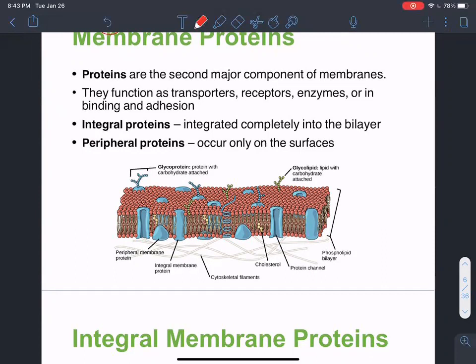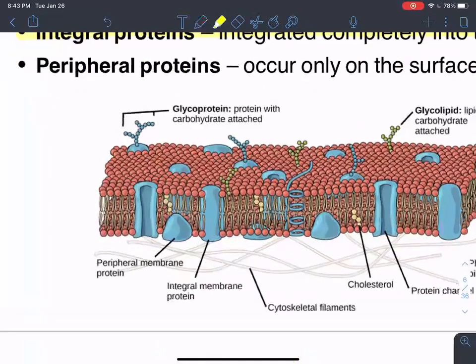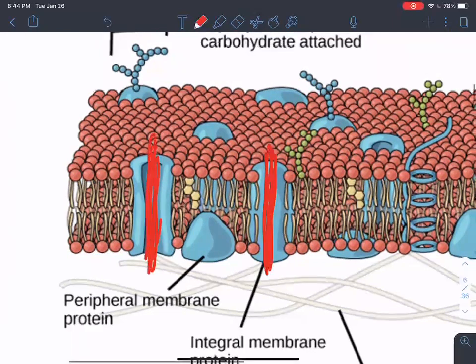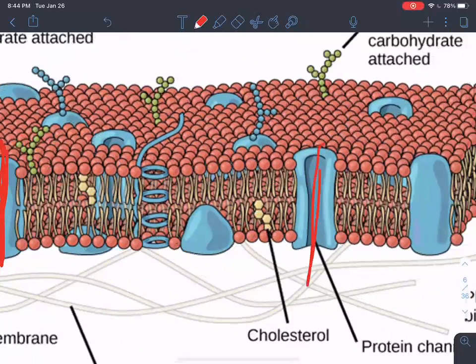There's what we call an integral protein, and this is going to be integrated completely into the bilayer. Okay, so integral proteins are integrated completely into the bilayer. This right here is an integral protein, because it's all the way through the bilayer. So if it's integral, it's all the way through. This one right here is an integral protein. And here's another one, an integral protein.